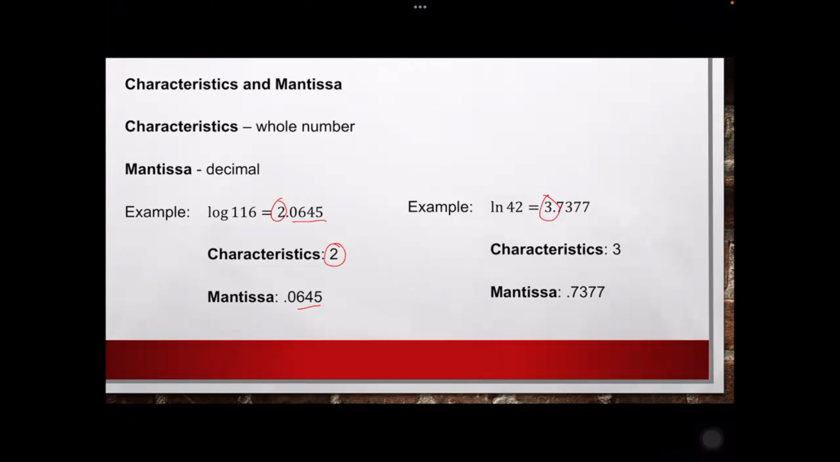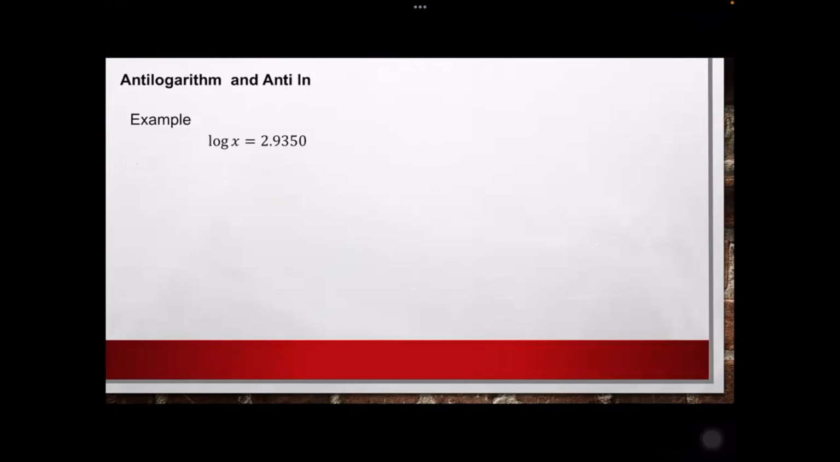Now, the next topic is the antilogarithm and the anti-ln. In this case, we have to find the value of x. For our example, the logarithm of x is equal to 2.9350. Now, we need to get the value of x.